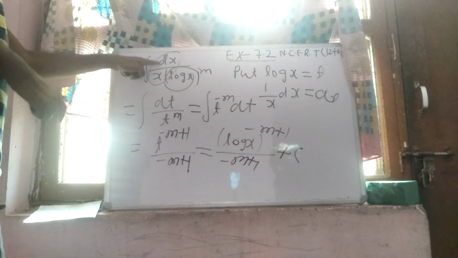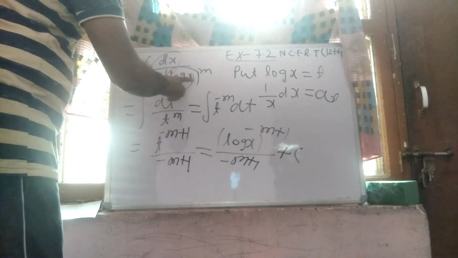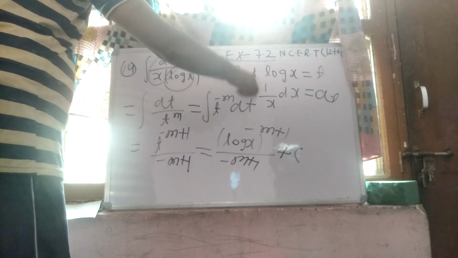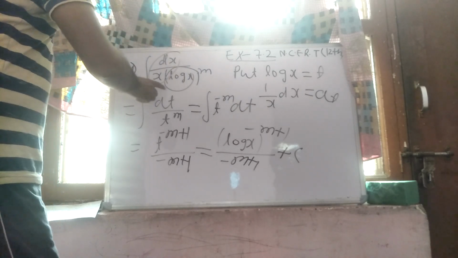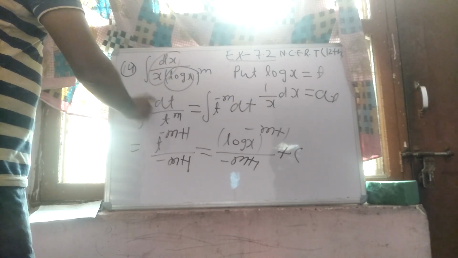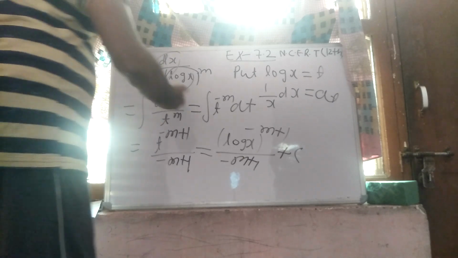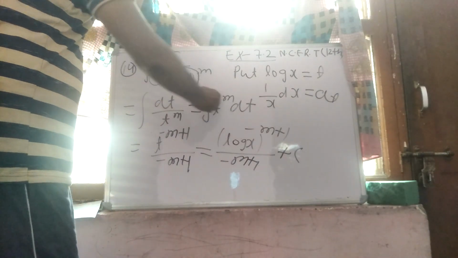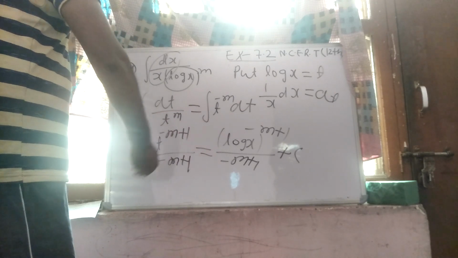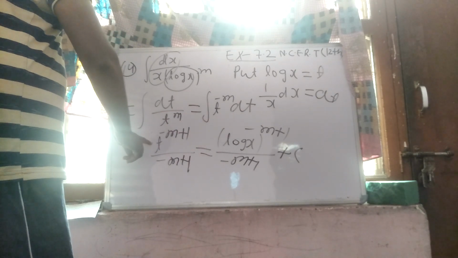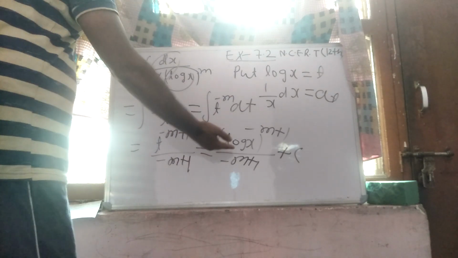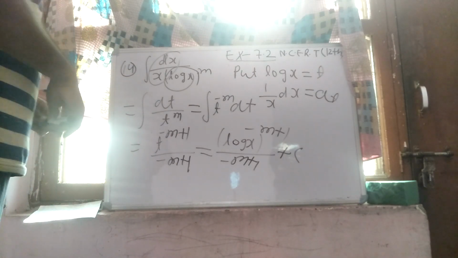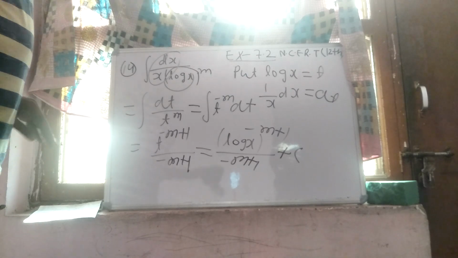Let me explain this question. We have dx upon x times log x to the power m. We put log x equal to t. So 1 upon x into dx, that is dx upon x, equals dt, and t to the power m. This is very easy: t to the power minus m dt gives t to the power minus m plus 1 upon minus m plus 1. This is in algebraic form, and we put t equal to log x, giving log x to the power minus m plus 1 upon minus m plus 1. This is the complete solution of question 14.